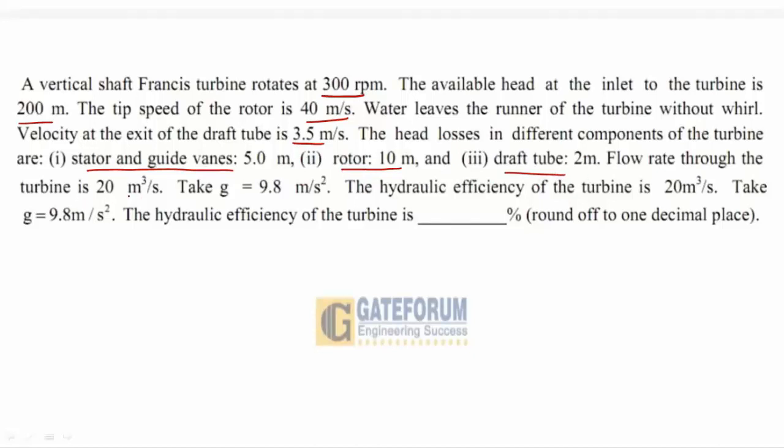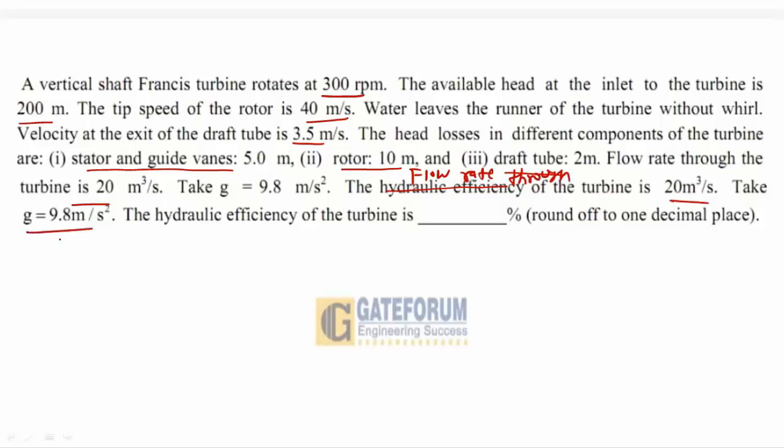Flow rate through the turbine is... this is a mistake actually, I'm just going to correct this one. The hydraulic efficiency of the turbine is 20 meter cube per second, but this is not the hydraulic efficiency actually. This is the flow rate through the turbine. So this was just a mistake. Flow rate through the turbine is 20 meter cube per second.